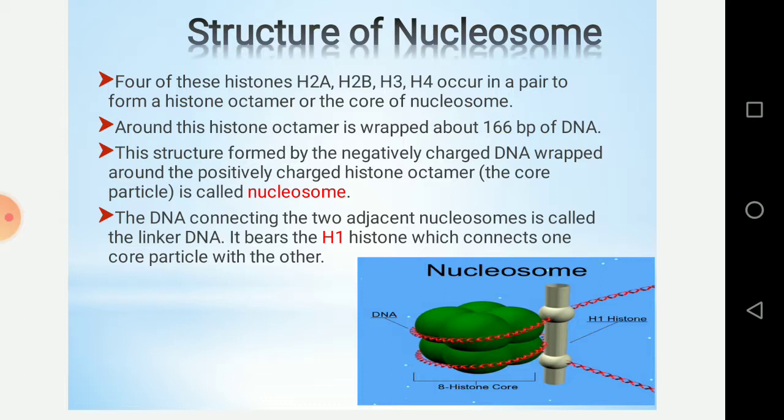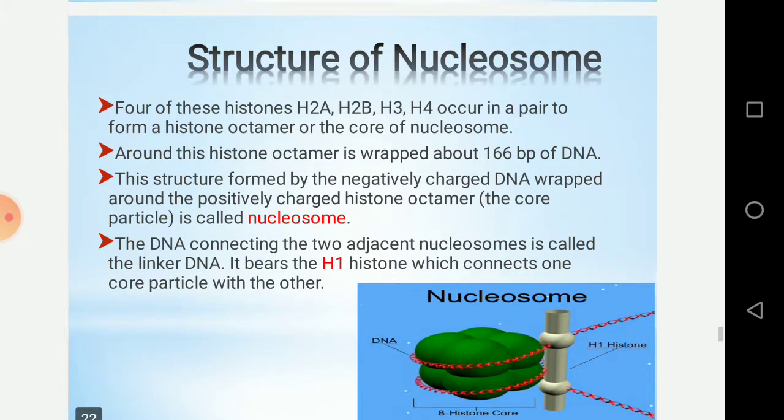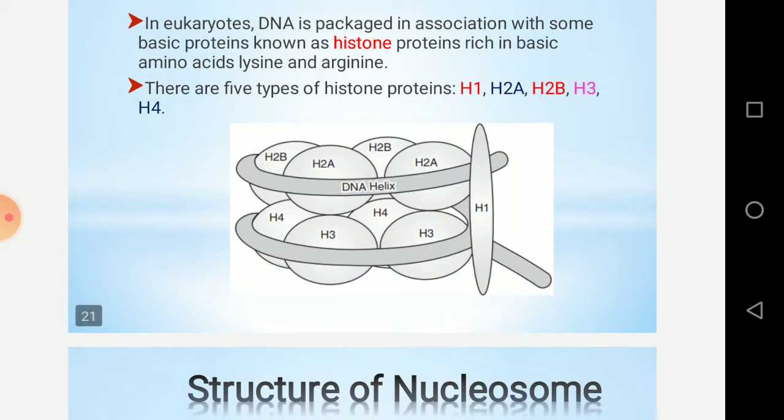So this full structure, that is the histone octamer and the 166 base pairs of DNA wrapped around it, is called the nucleosome. The DNA connecting two adjacent nucleosomes is called linker DNA. It bears the H1 histone, which connects one core particle with the other.